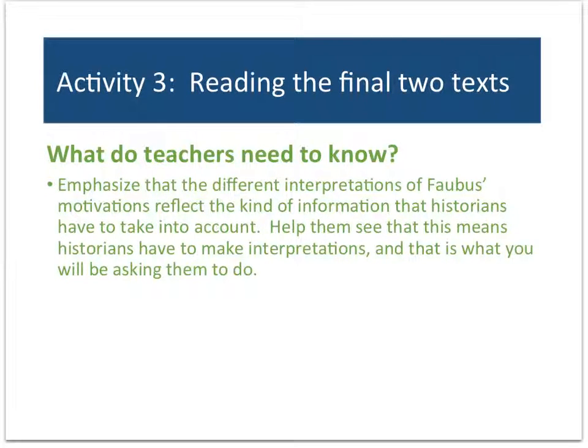You also want, in reading the final two texts, to emphasize that the different interpretations of Phobos's motivation reflect the kind of information that historians have to take into account. So when historians look at the historical record, those records aren't always going to say exactly the same thing. They're going to add new perspectives on the problem of interpretation. And historians have to sort through all those things to come to some decisions about how they're going to actually interpret the event. So help them see what that means, and that historians do have to make choices and come to some judgments. And that is what you are asking them to do when you're asking them to answer that question about Phobos's motivations.